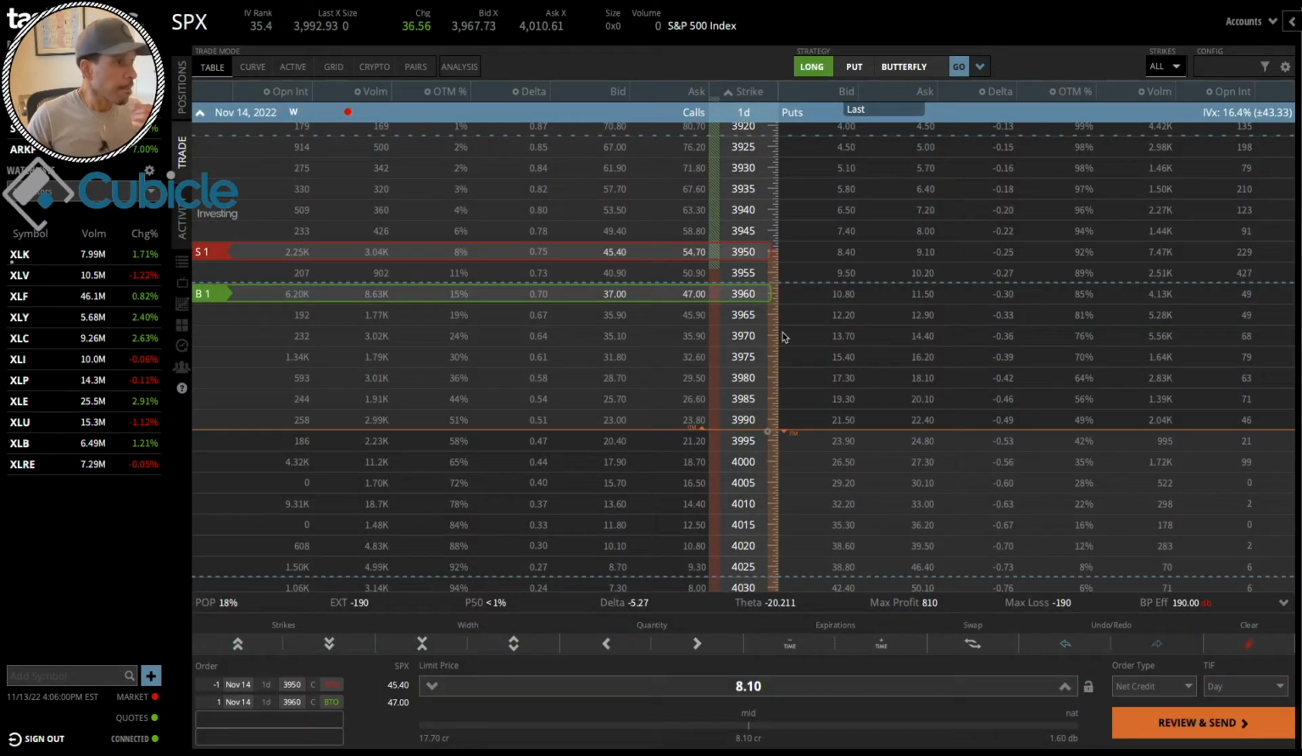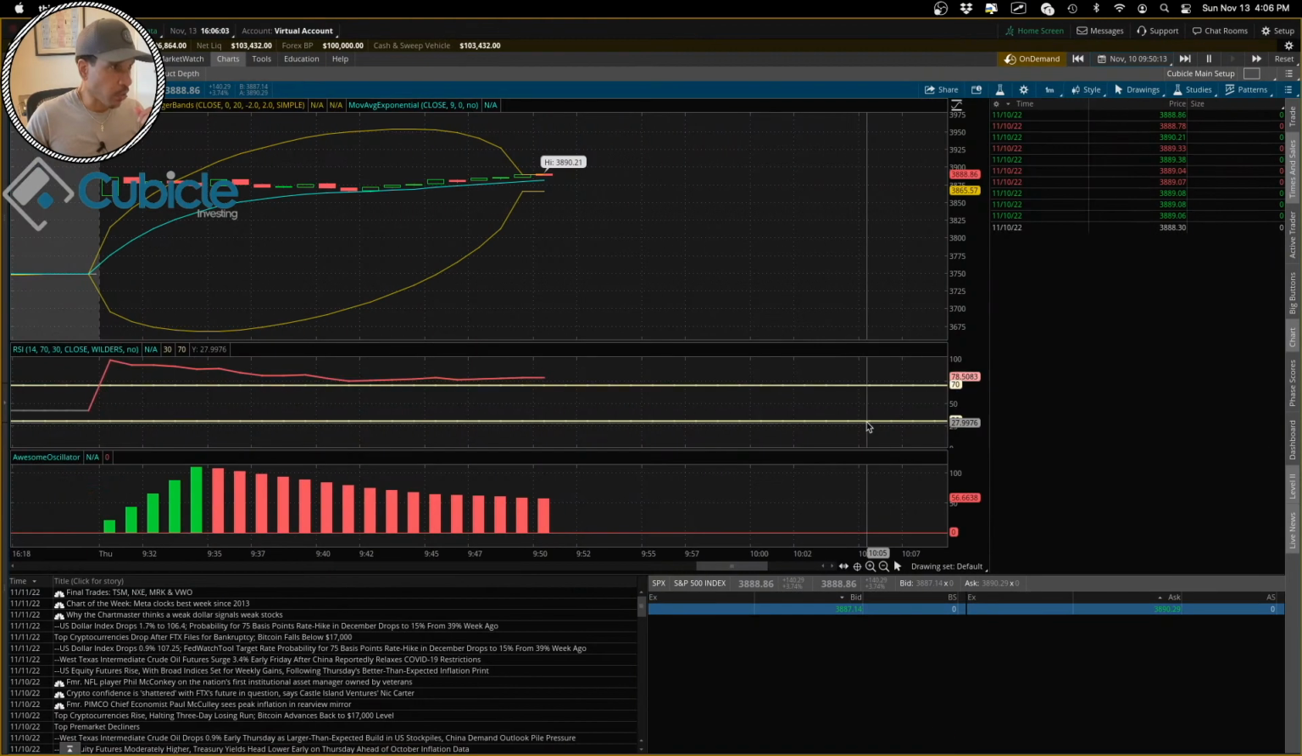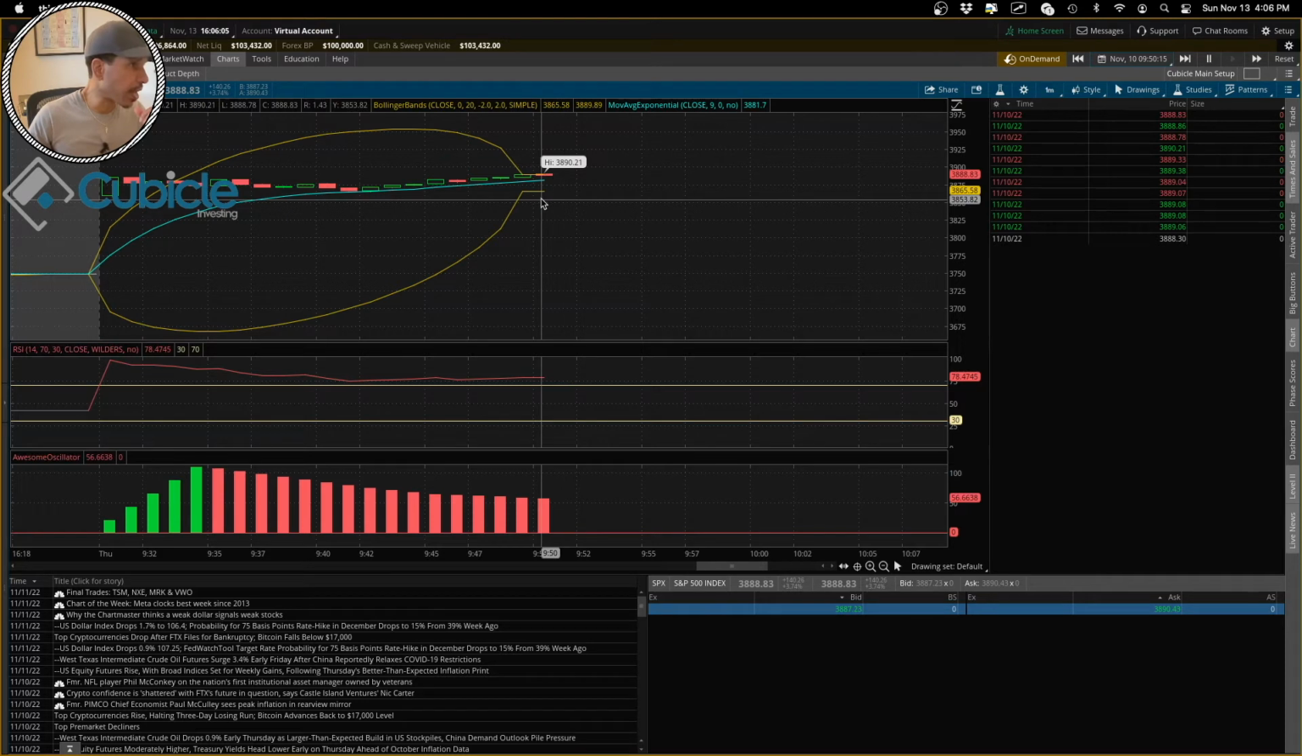As you can see here, just going back real quick, the price is at 9:50 a.m. So 20 minutes after the market opened, the price was at roughly 38.90. You can see there at 38.90.